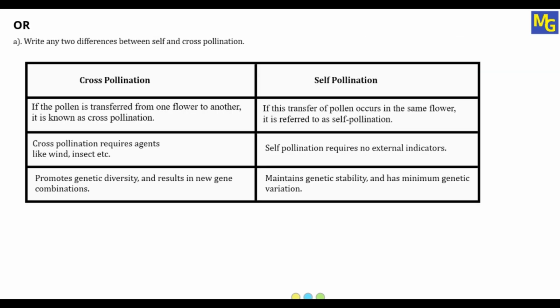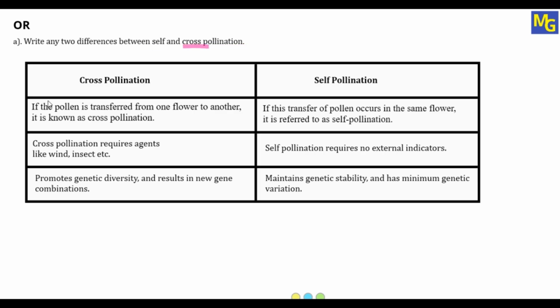Now the OR question, which consists of A. Write any two differences between self and cross pollination. So this is the question from reproduction of plants. We have to write two differences between self and cross pollination. So what is pollination? Pollination is nothing but the transfer of pollen grain from anther to stigma. We have two types of pollination, one is self and one is cross. So we will write the differences.